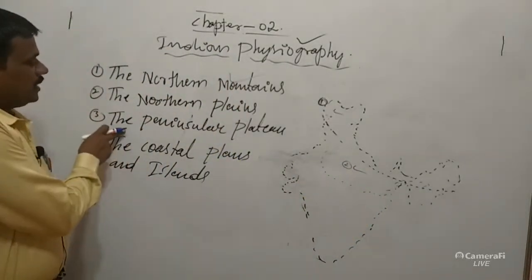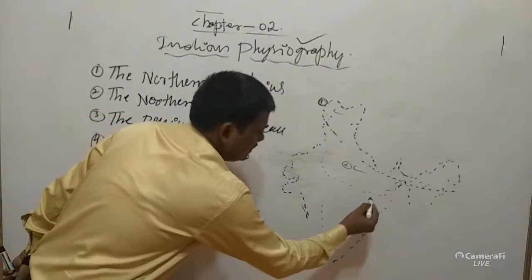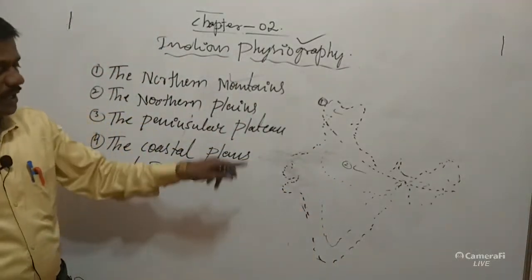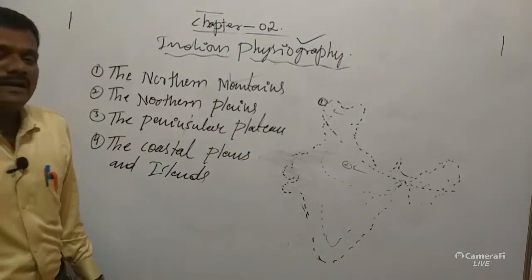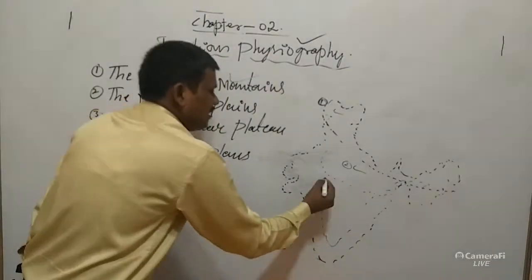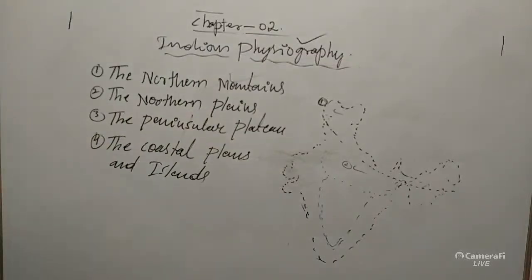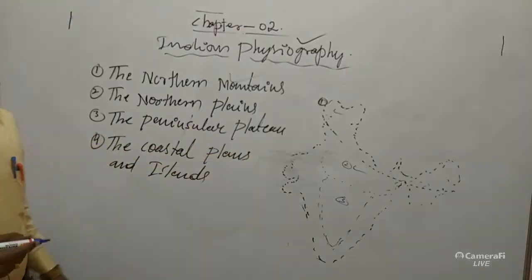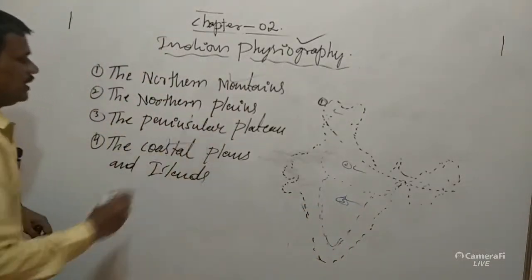Then the third important one is the peninsular plateaus. The peninsular plateau is the triangular shape of India, with the northern Vindhya and Satpura, the southern part of the Aravalli range and the Gondwana land side. These particular areas covered by India are called the peninsular plateaus. This is the third important physiographic division of India. Then the fourth important one is the coastal area or coastal regions.